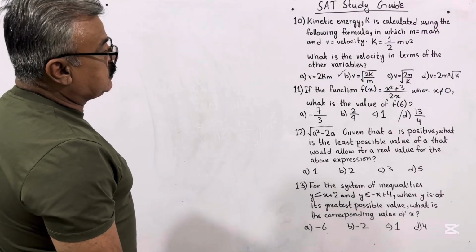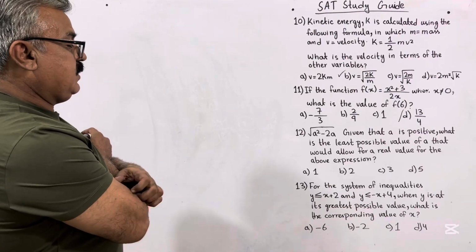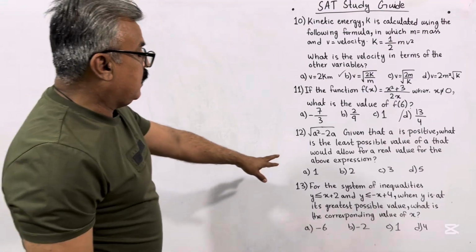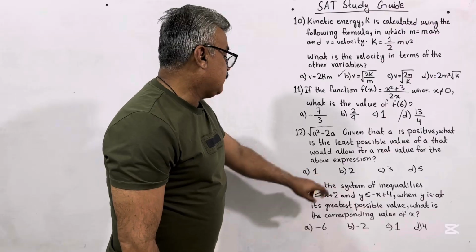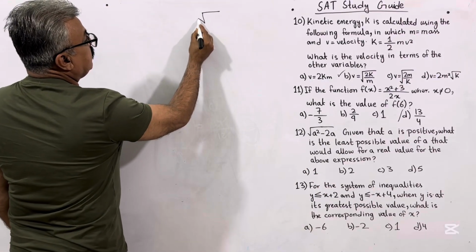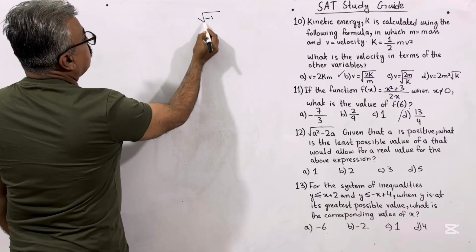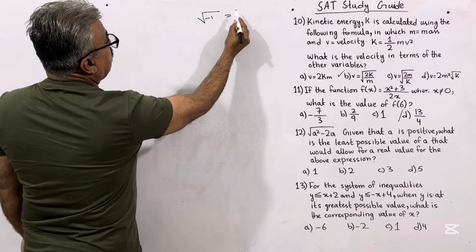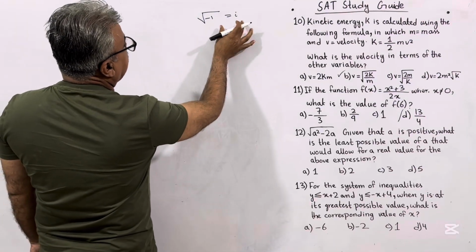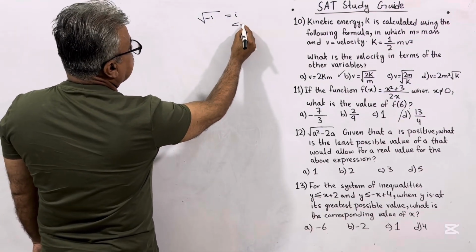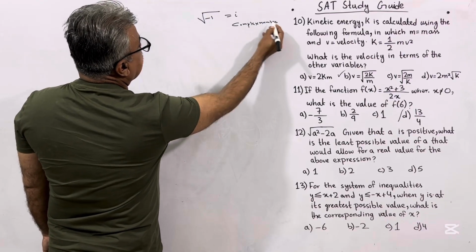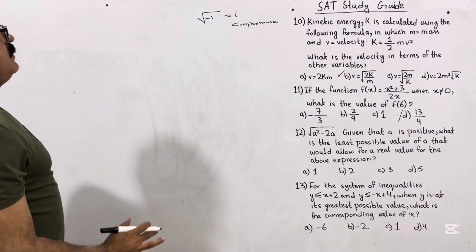square root of a square minus 2a. Given that a is positive, what is the least possible value of a that would allow for a real value for the above expression? Here you are familiar: square root of -1 is equal to i, or it can be written as the j operator. Mostly we write i. It's our imaginary part, complex number. Whenever it is present, it is a complex number.